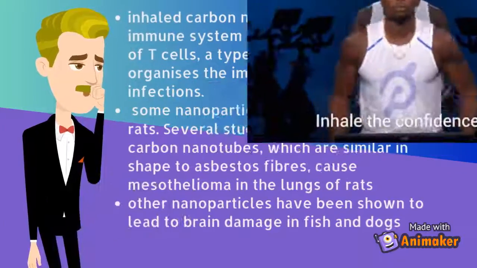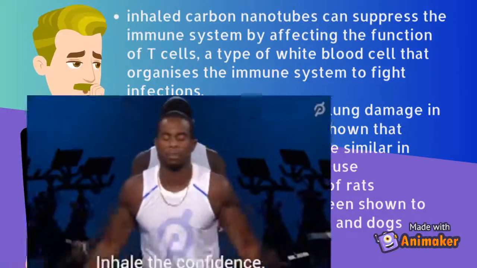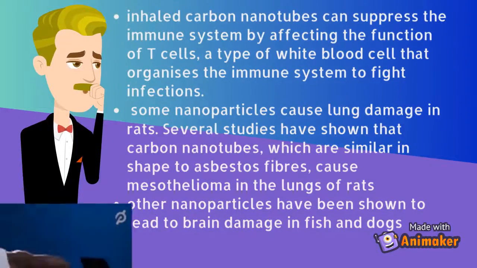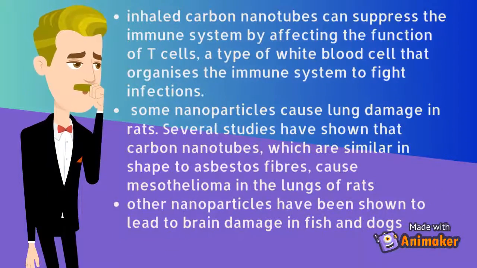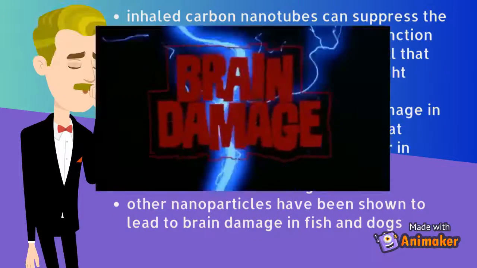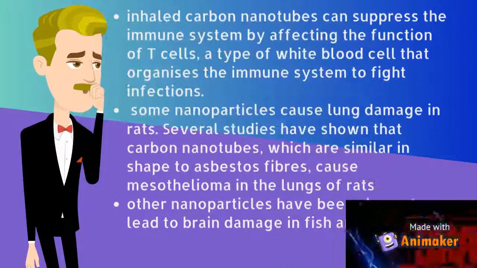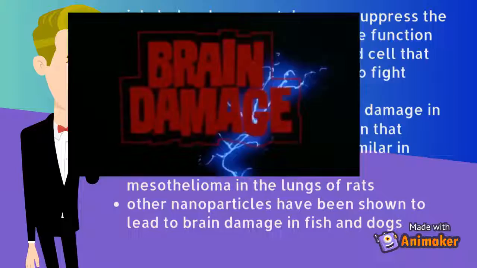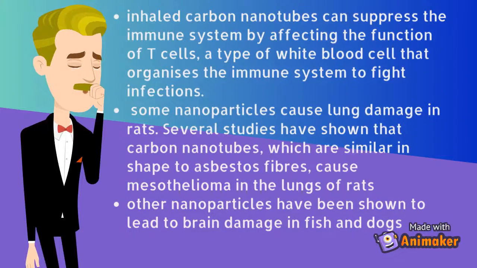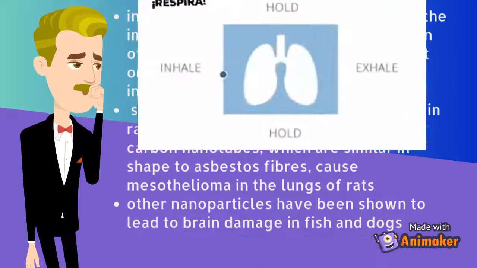Inhaled carbon nanotubes can suppress the immune system by affecting the function of T cells, a type of white blood cell that organizes the immune system to fight infections. Some nanoparticles cause lung damage in rats. Several studies have shown that carbon nanotubes, which are similar in shape to asbestos fibers, cause mesothelioma in the lungs of rats. Other nanoparticles have been shown to lead to brain damage in fish and dogs.